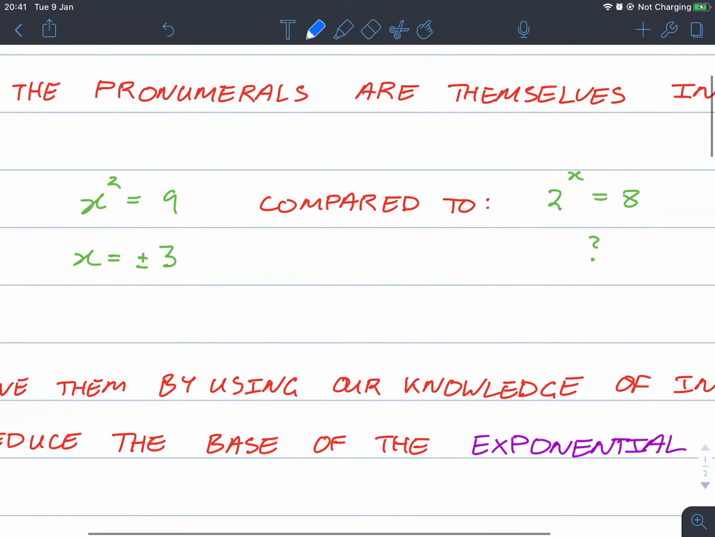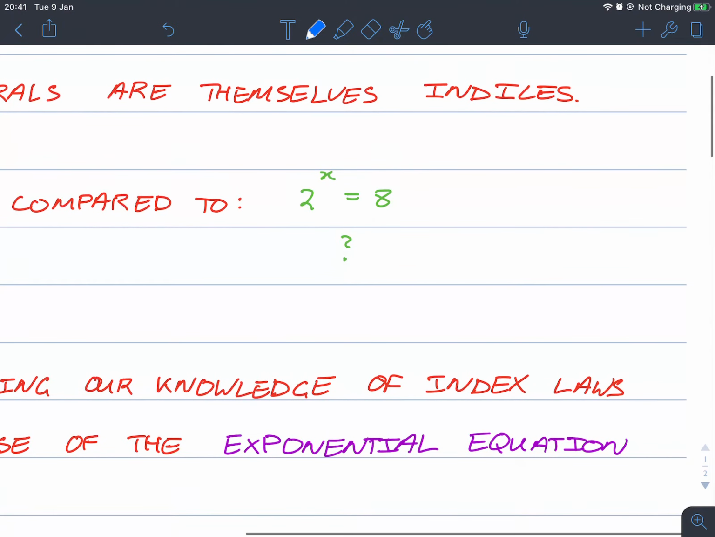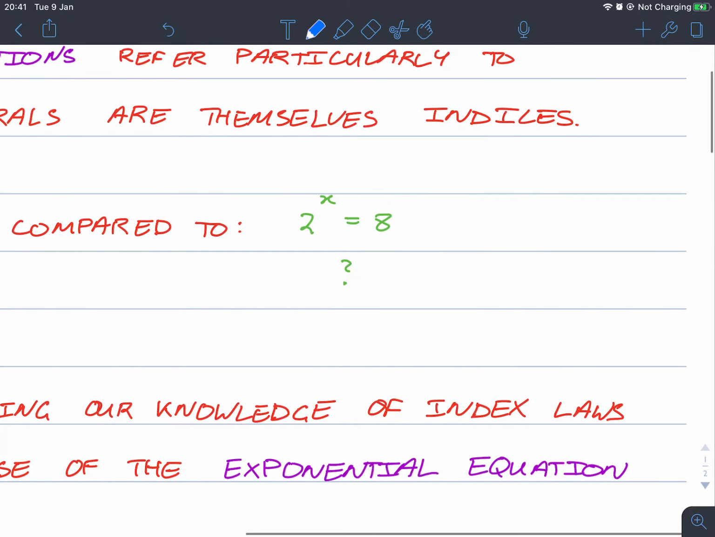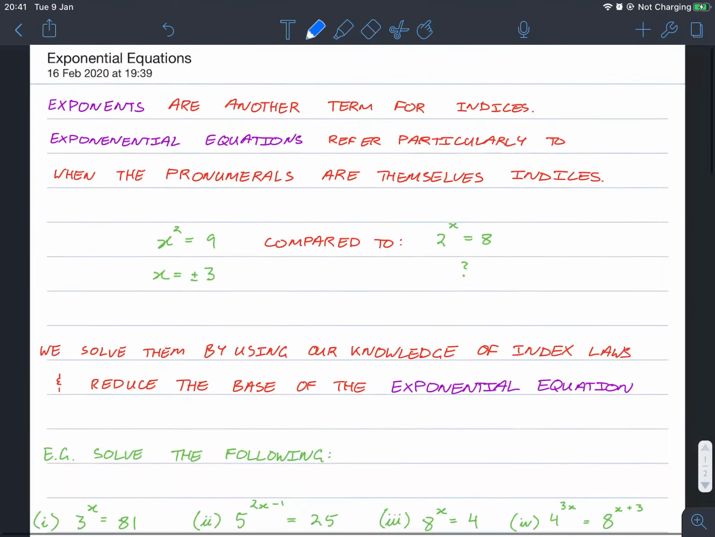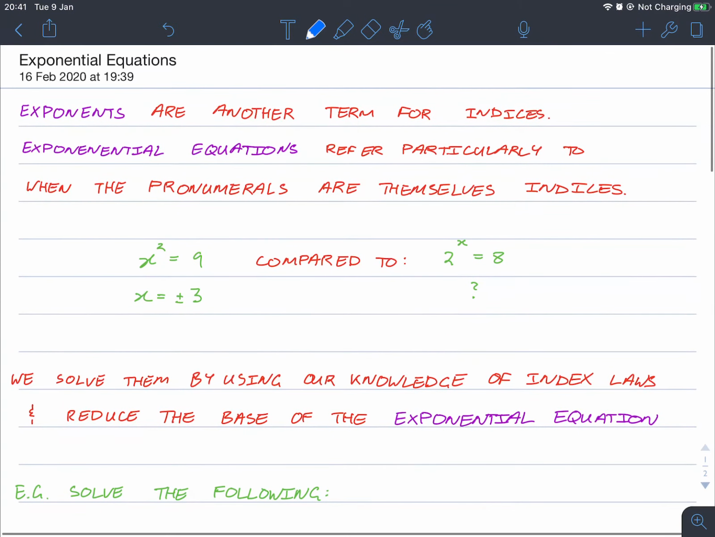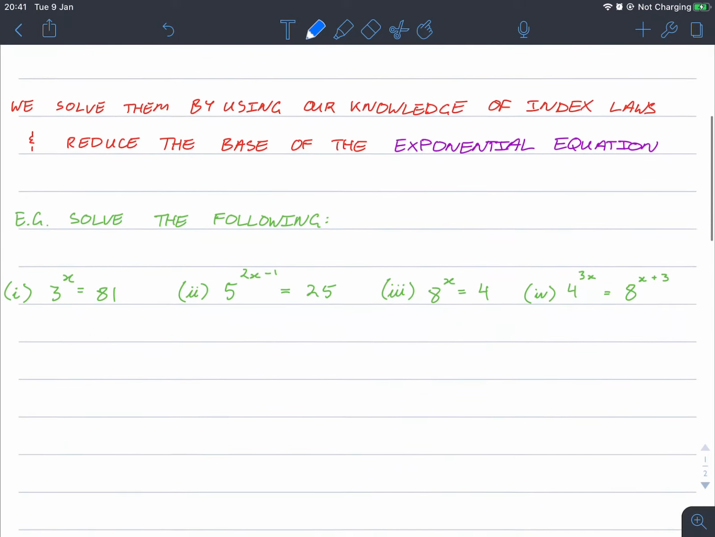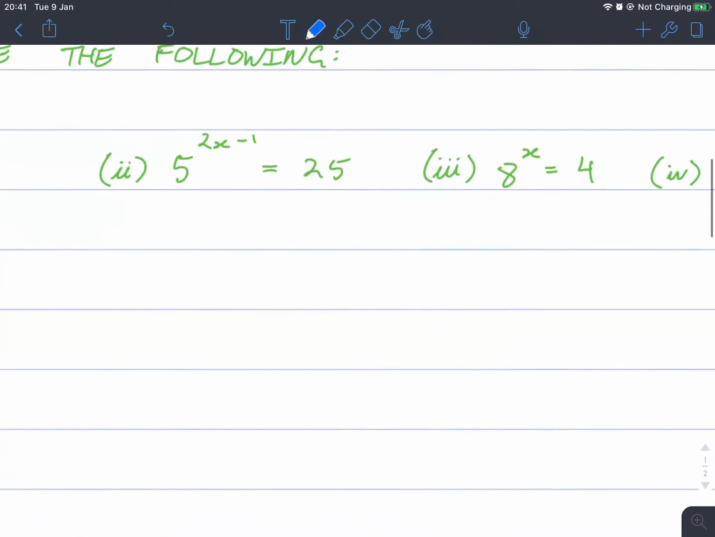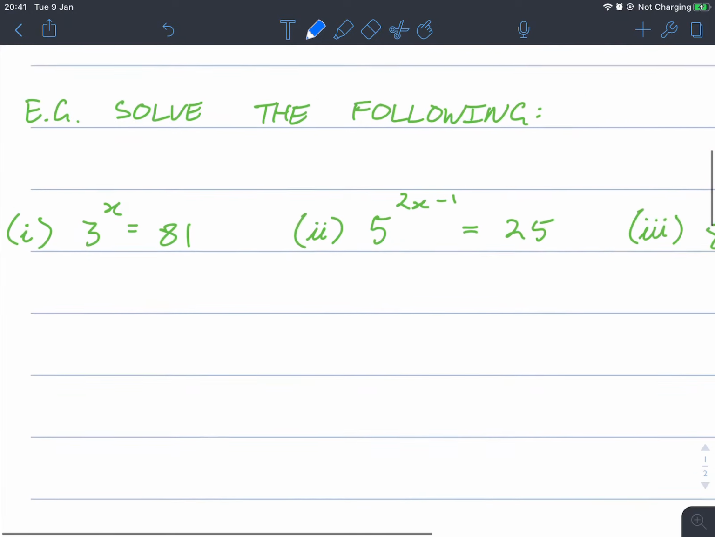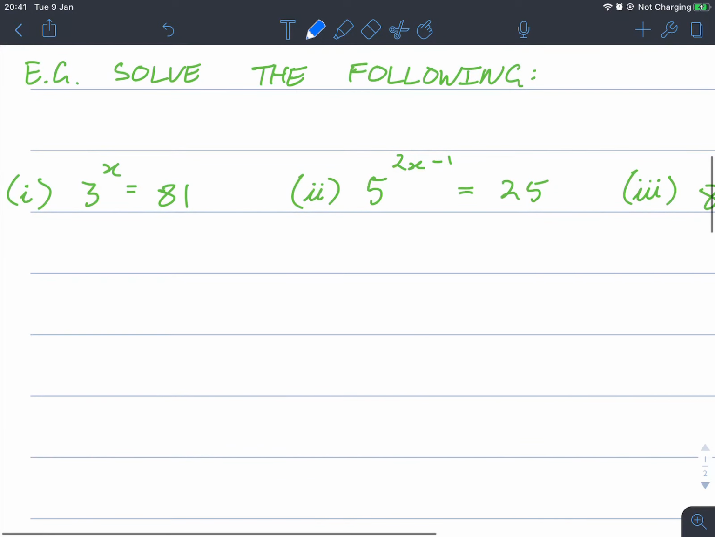Now compare that to 2 to the power of x equals 8. Notice how the pronumeral itself is the index. So we solve these by using our knowledge of index laws and reduce to the same base in the exponential equations. So let's do a few examples here. Let's do 4 examples so we get our understanding of this.